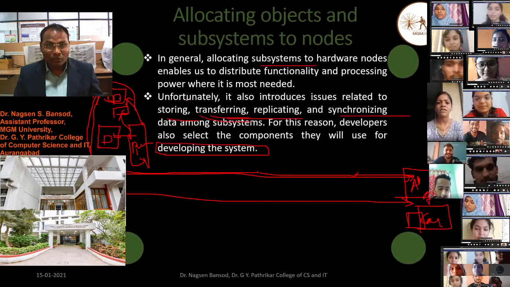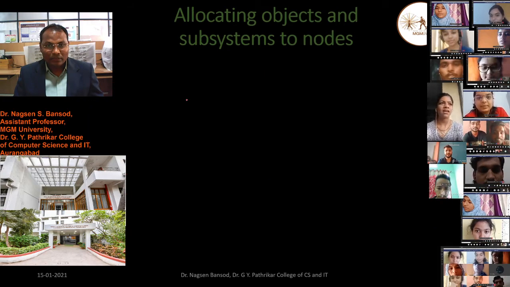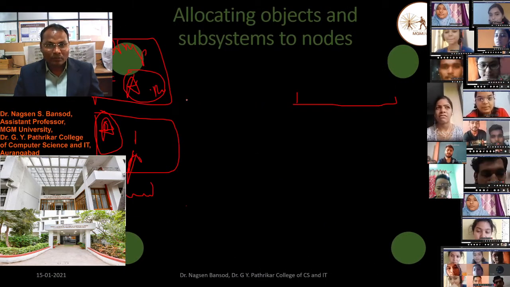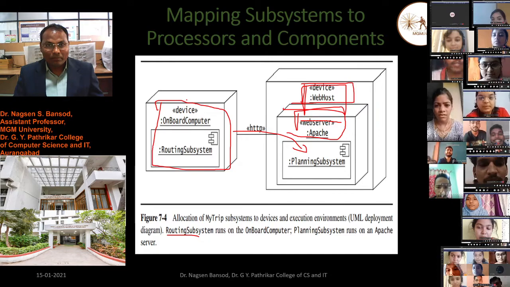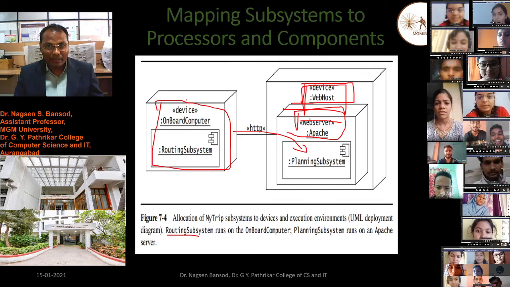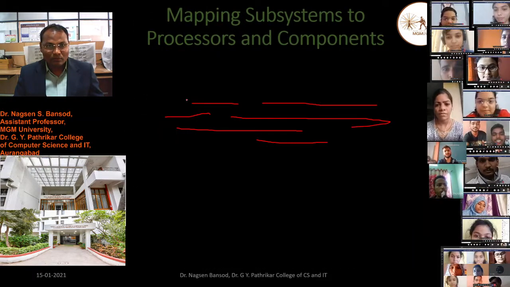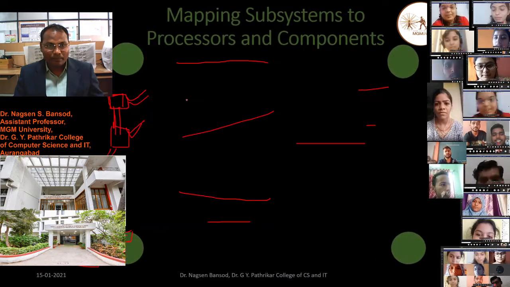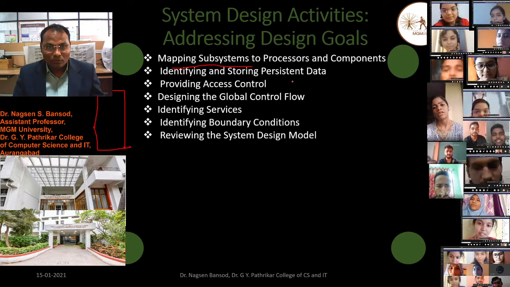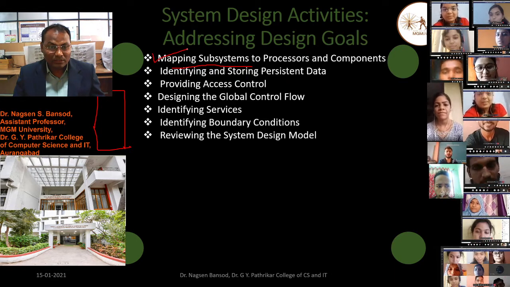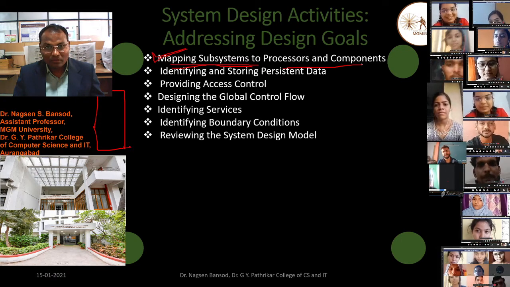In today's lecture, we have seen allocating objects to subsystem nodes, as well as addressing the mapping of subsystems to processors and components. This is also what we saw. This first part we discussed in today's lecture: mapping subsystems to processors and components.